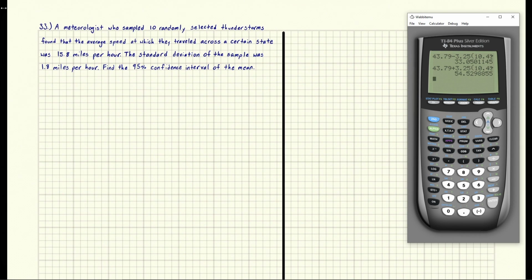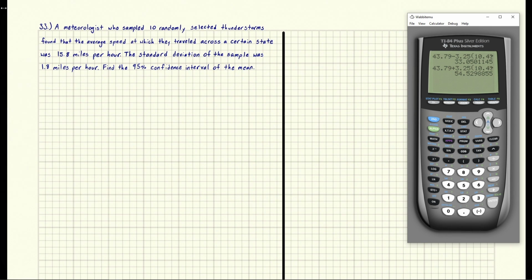A meteorologist who sampled 10 randomly selected thunderstorms found that the average speed at which they travel across a certain state was 15.8 miles per hour. The standard deviation of the sample was 1.8 miles per hour. Find the 95% confidence interval of the mean.